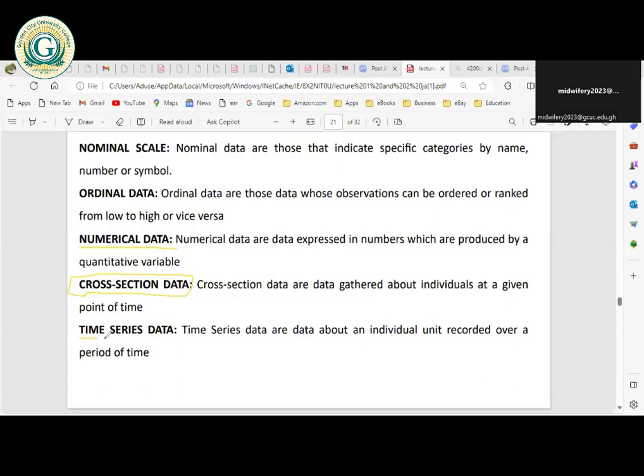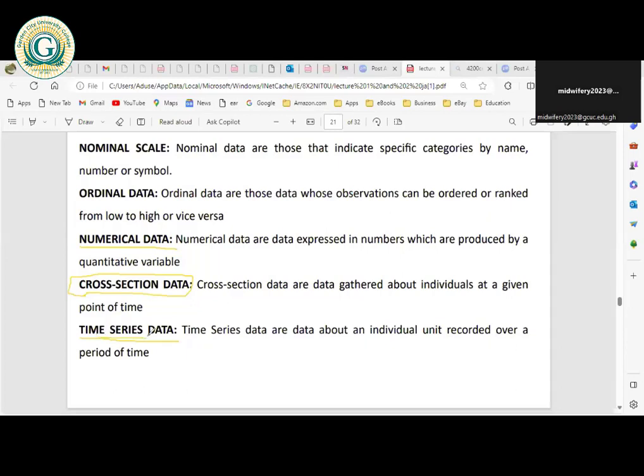But when it comes to time series data, you do this thing within a specified time interval. For example, for the malaria rate, I'm going to check the malaria rate every month. Every month I go and check the malaria rate. It's like the census. Here in Ghana, the census is more or less time series data. We do it every 10 years. So you see that it has become time bound. That's what we refer to as time series data.